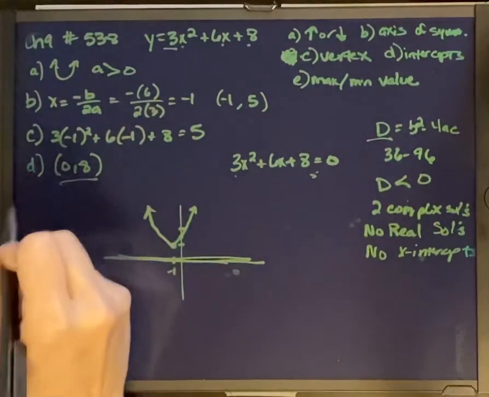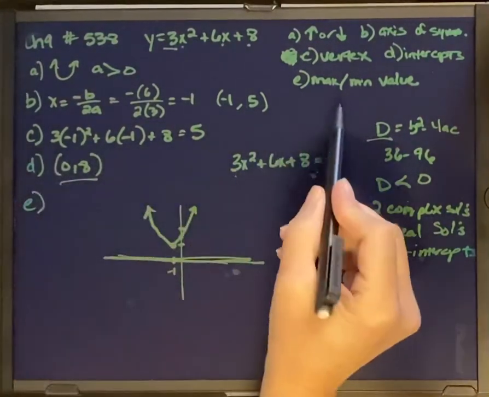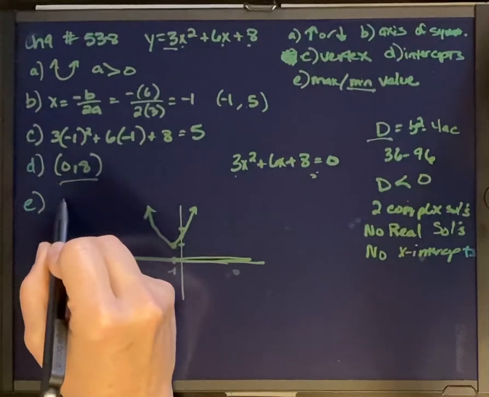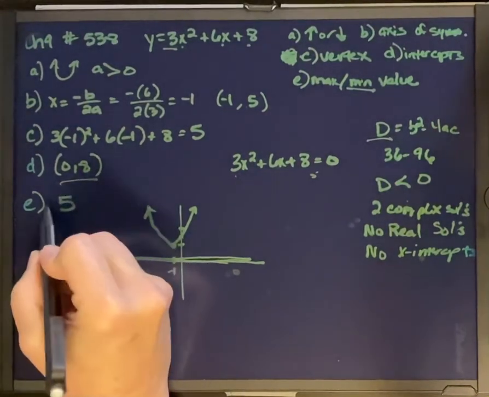Oh, and then for e, the minimum value is going to be 5. y equals 5.